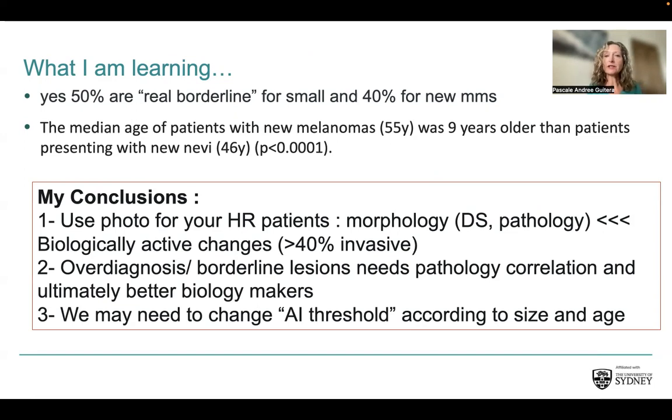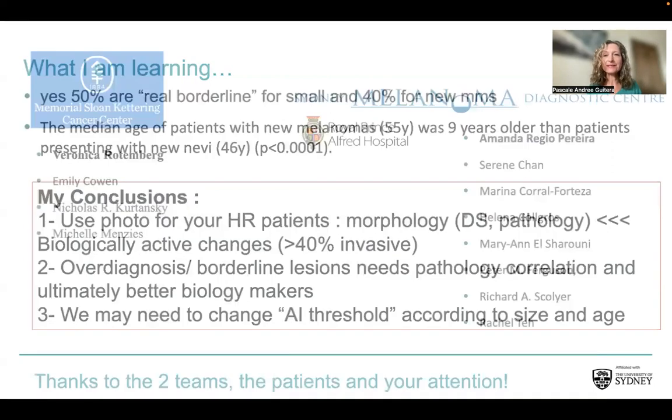Overdiagnosis and borderline lesions need pathology correlation, and I do think it's excellent to be working with our pathologist colleagues in a multidisciplinary way, and ultimately we will need a better biologic marker to really chase this indolent and aggressive thing that looks the same at an early stage. We may need to change our AI threshold according to size and age. So this is my conclusion.